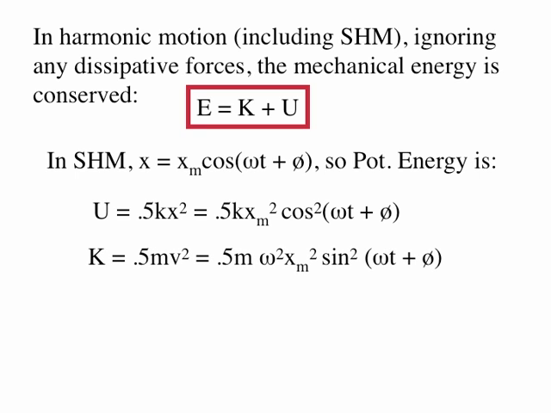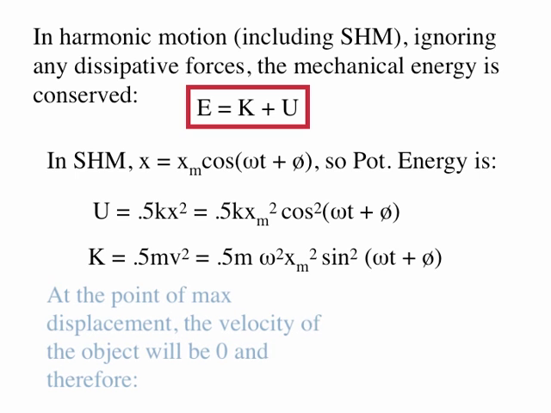And also, kinetic energy would be dependent upon the speed. The kinetic energy would be 1/2 mass times the speed squared, so we'll take 1/2 mass times our speed equation for a simple harmonic oscillator squared. Now these equations are kind of awkward to look at and to use, but if we address them at maximums and minimums, they become much easier to use.